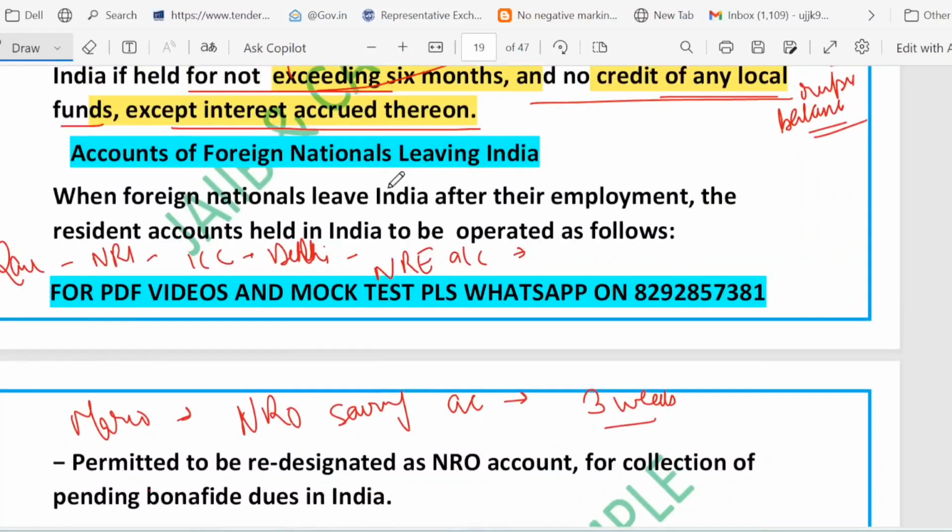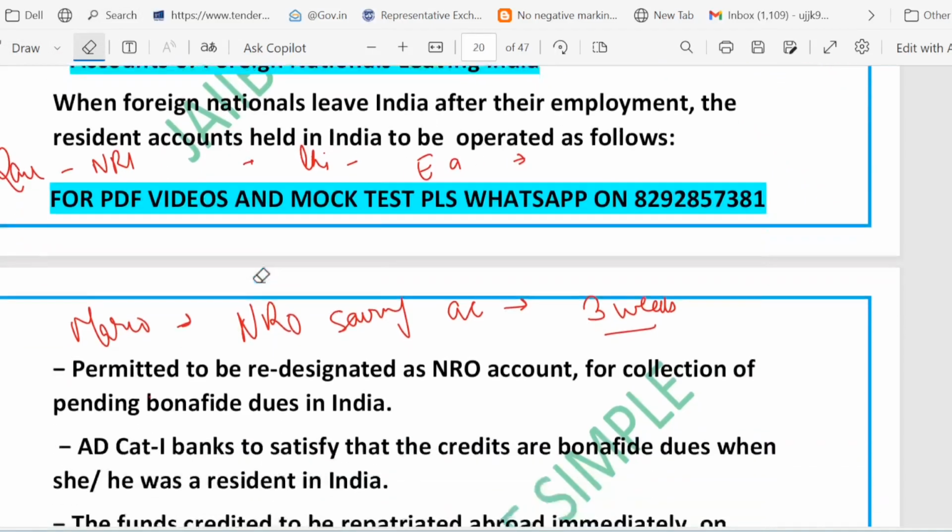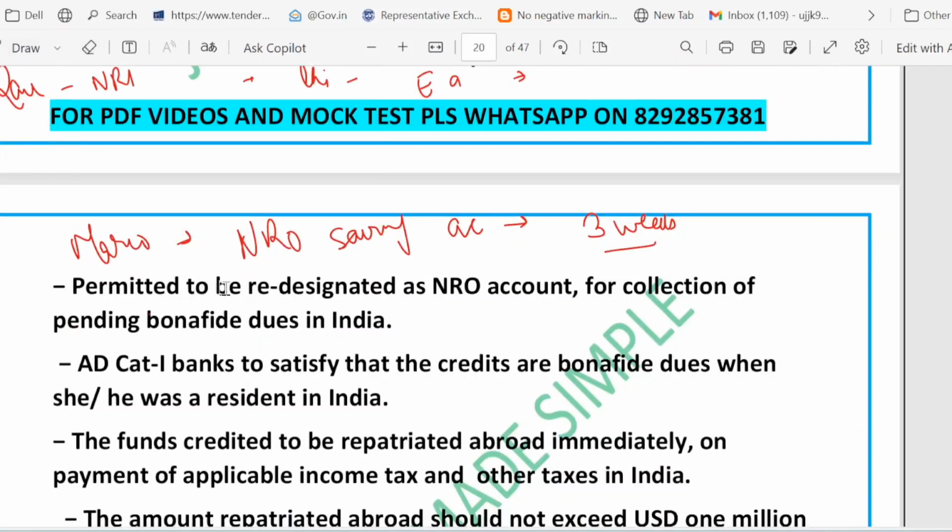Now let's talk about the account of a foreign national leaving India. So, leaving India after working here, don't worry. There is a simple process to collect and send your pending rupee dues home. Now friends, let's talk about a word you will see here. Let me highlight it. The word is "redesignated as NRO account." So what is the meaning of this term?